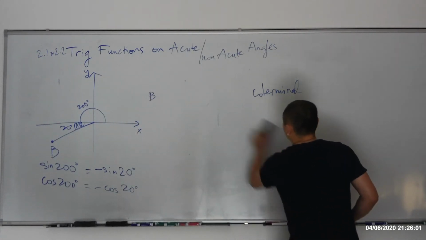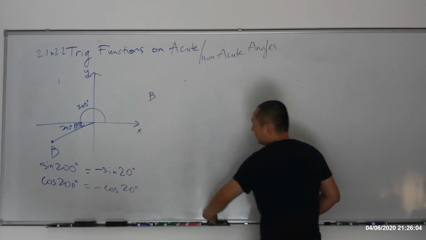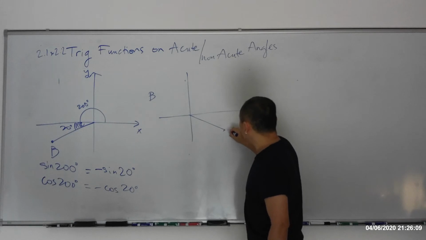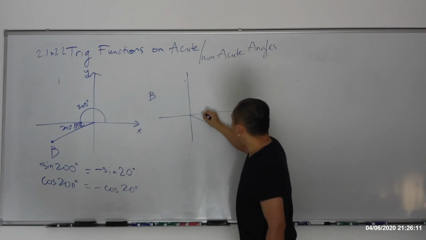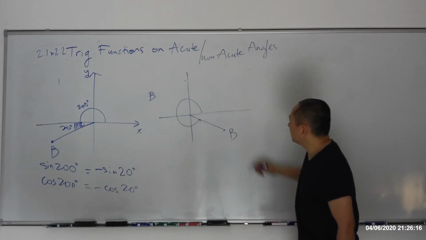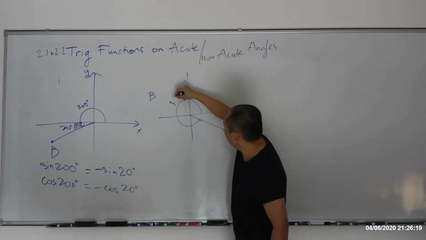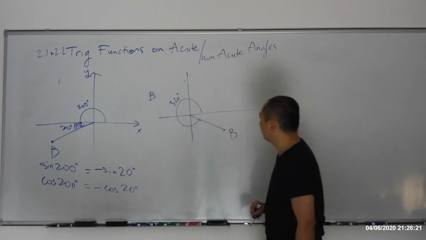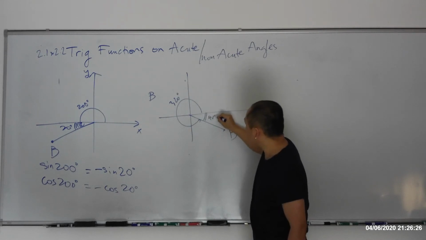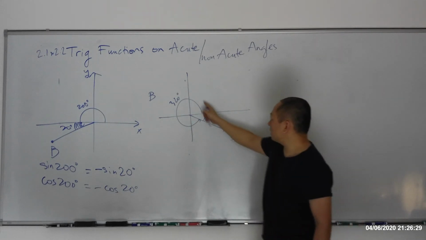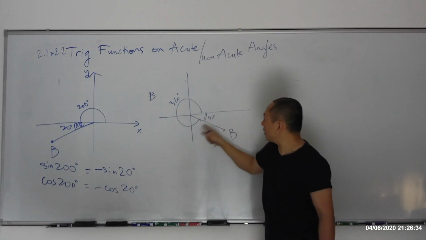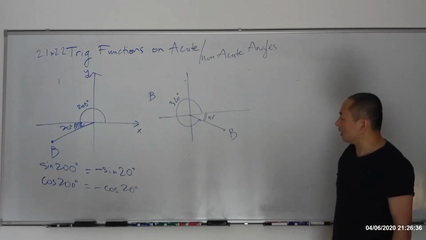Same idea. What if this time I have an angle on quadrant number 4? This is my point B, and this is my angle all the way here. And this angle is 320 degrees. And you know what this angle equals? This angle is going to be 40 degrees. You see why? Because the entire thing is going to be 360 for a complete circle. We got 320 already, plus 40 is going to be 360.